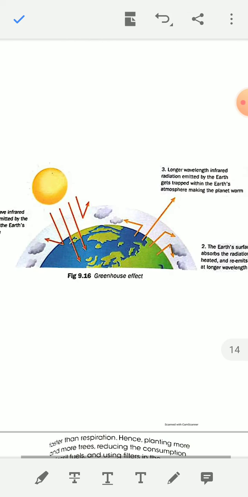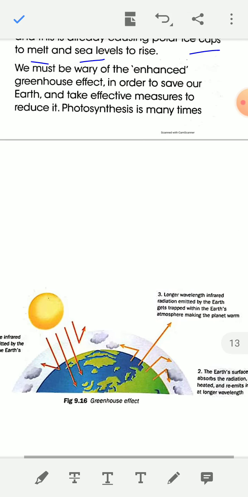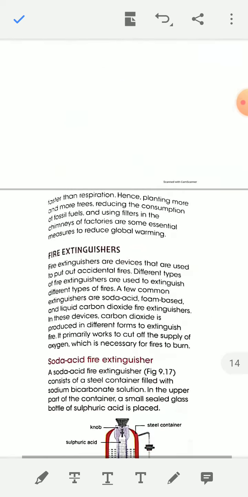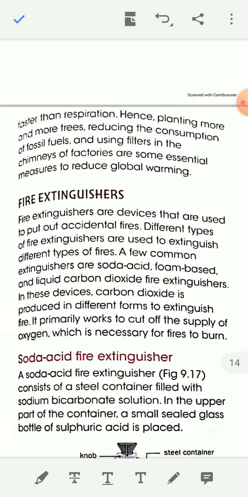Photosynthesis is many times faster than respiration, hence planting more and more trees helps. Reducing the consumption of fossil fuels and using filters in the chimneys of factories are some essential measures to reduce global warming.